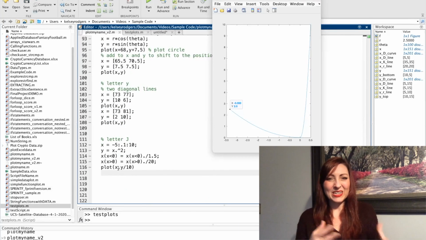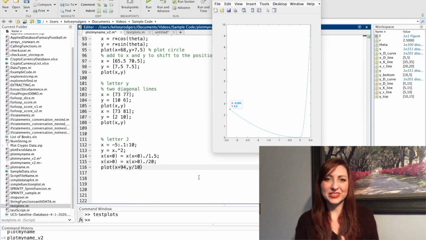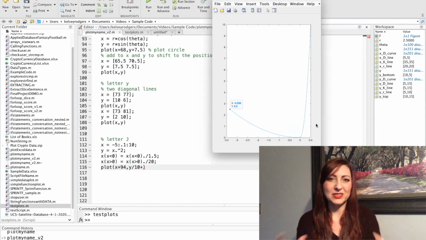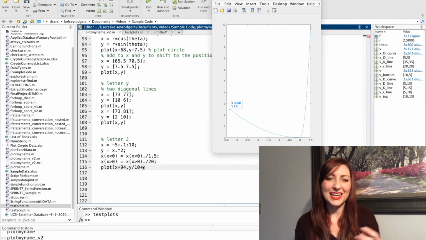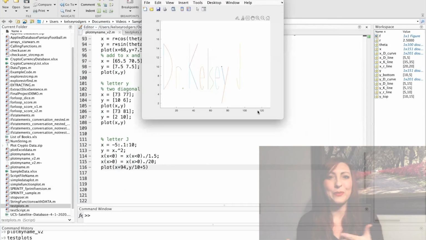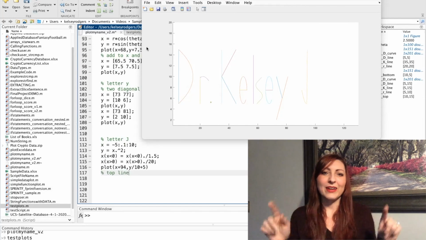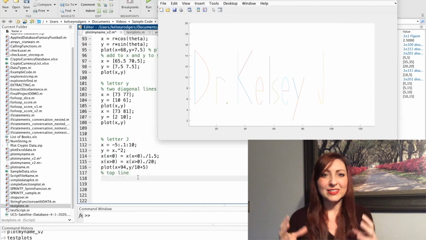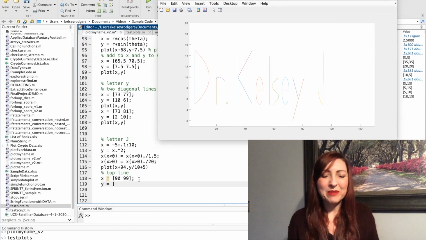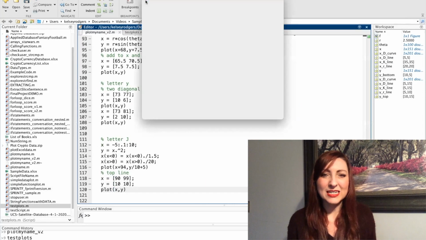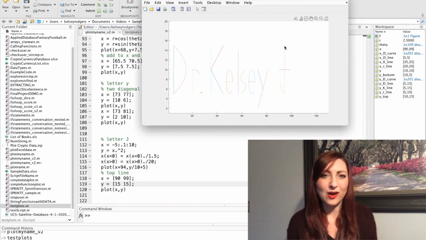And keep in mind, I need to shift that letter J. I don't want it just sitting on the origin. I want it in line with the rest of my name. So I'm going to use the adding to the x-axis and adding to the y-axis to put it right where I want it. I could stop here with my letter J. It looks good, but I'm going to go ahead and add a line on the top just to make it very clear this is a capital J. Again, I'm just adding a different thing here because it's easy. It's a horizontal line. It doesn't require much effort.